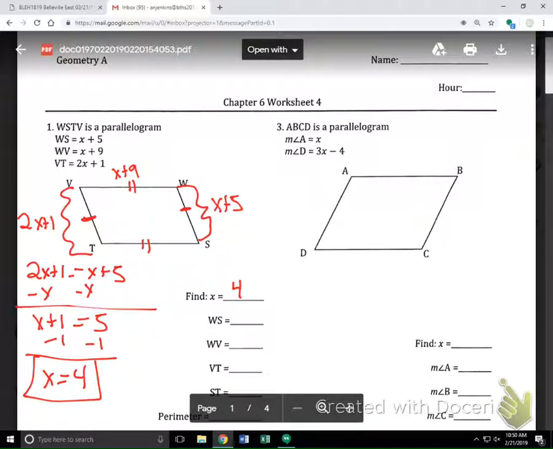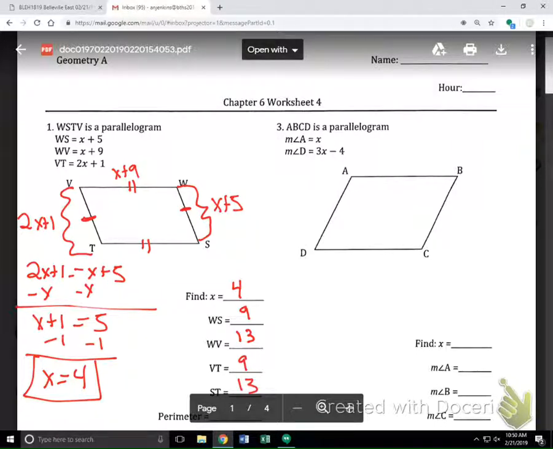Now that I have that, to find these side lengths, I take that 4 and substitute it in. So we have 4 plus 5, which is 9. WV, we have 4 plus 9, which is 13. We have VT, which should end up being 9 because they're congruent, but we'll double check it. 4 times 2 is 8 plus 1, 9. So it worked out. And then over here, we have our other side. These two are congruent, so that has to be 13.